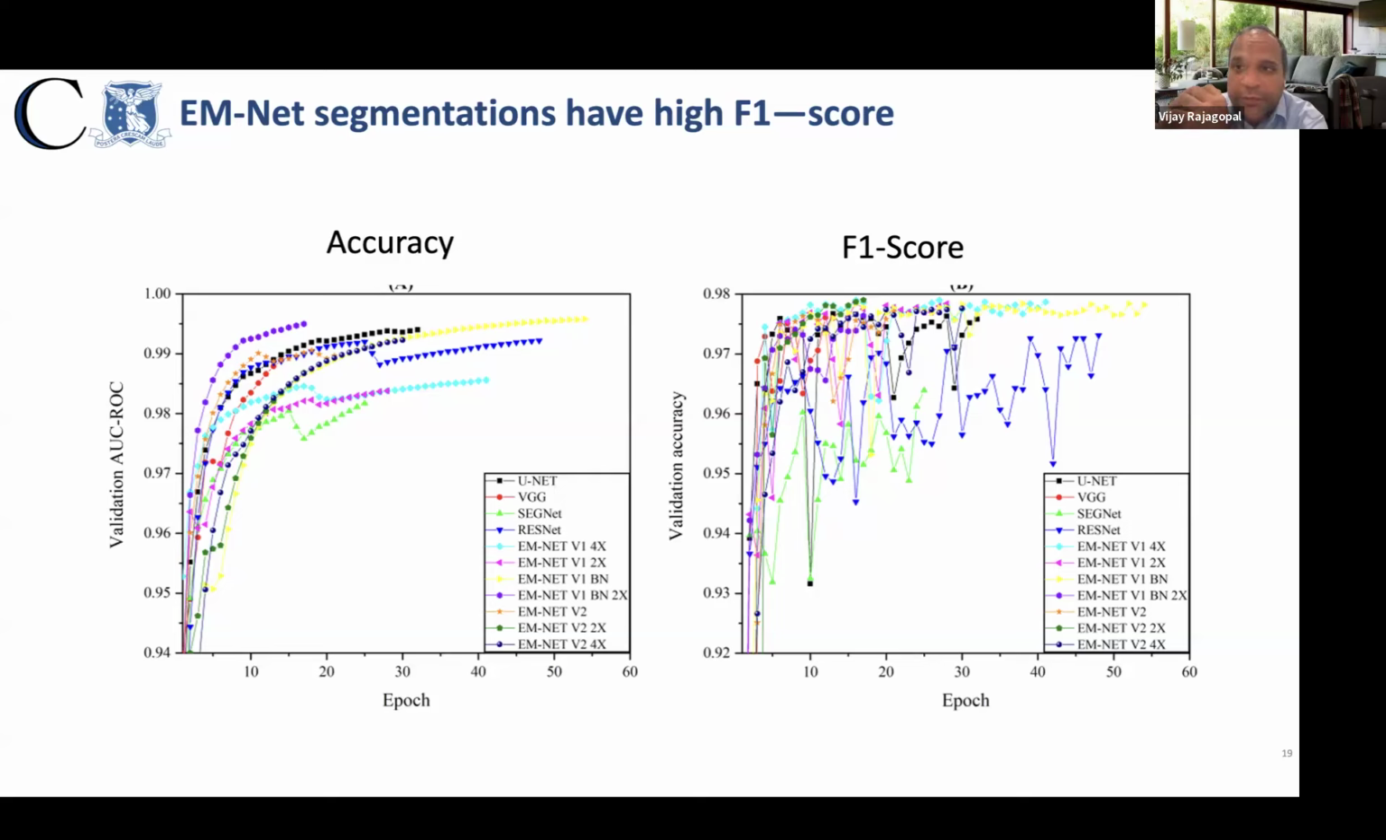So if you wanted to use it for your own images, have a look at our work and see if you can implement the algorithm. It's all available on GitHub as well, by the way.